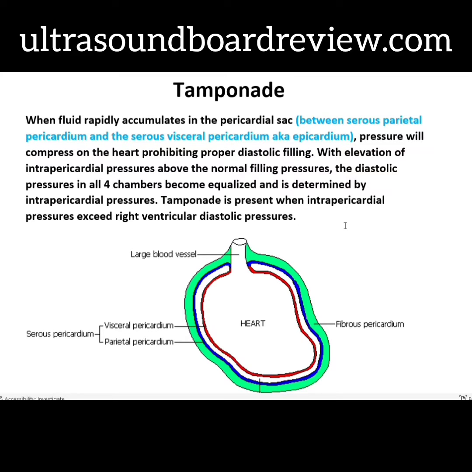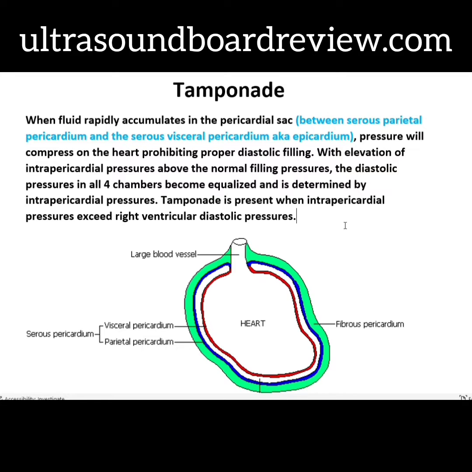So tamponade is a condition where fluid builds up really fast in the pericardial space to the point where the heart really can't compensate. So the intrapericardial pressure will exceed the right ventricular diastolic pressures. The fluid builds up very fast in the pericardium, so the heart can't compensate enough or quickly enough. Okay.